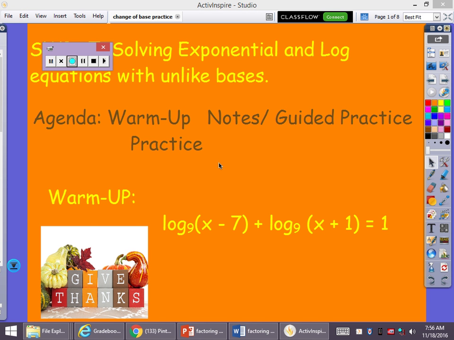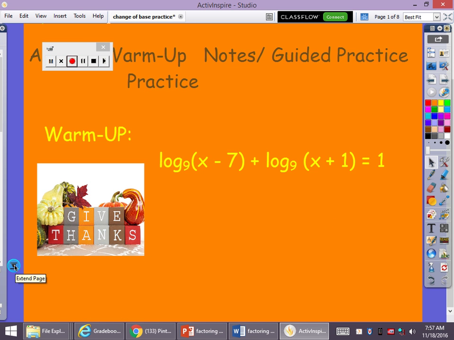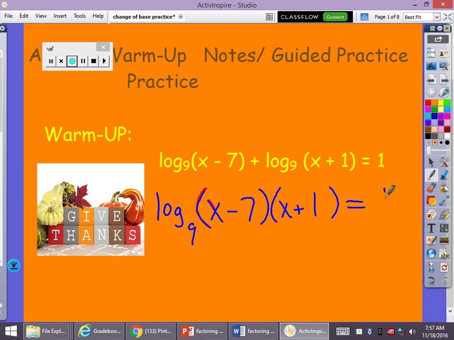So I picked this problem for the warm-up because some of you missed this step on your quiz. So let's look at this. First thing I'm going to do is condense. So that means x minus 7 times x plus 1. I still have the log 9 equals 1.